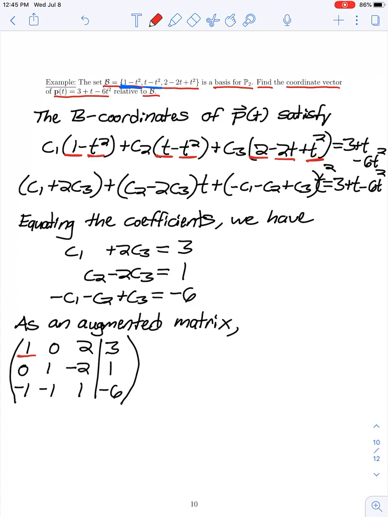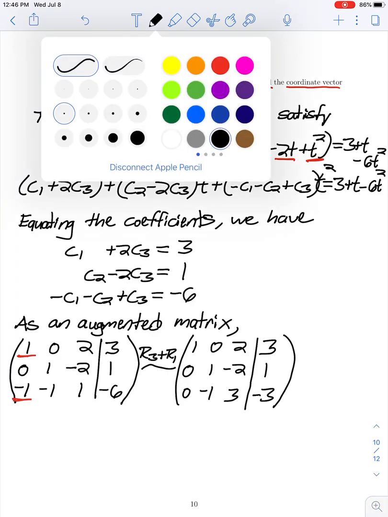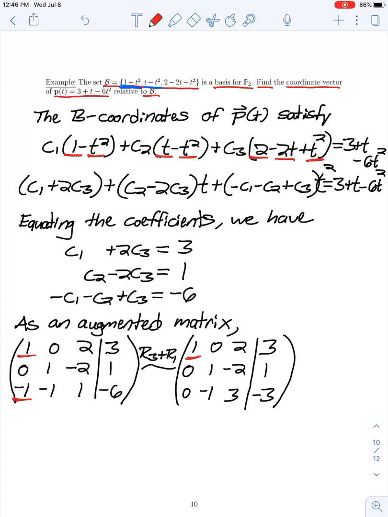So here, using the 1 as the lead entry in my first row, I'm going to eliminate the negative 1 in my third row by taking row 3 and adding row 1, which gives me a first row of 1, 0, 2, 3, second row 0, 1, negative 2, 1, and then summing the first and the third row, I have 0, negative 1, 3, negative 3. All right. So my first column is exactly as I want. I have a 1 in the first row, zeros below it.